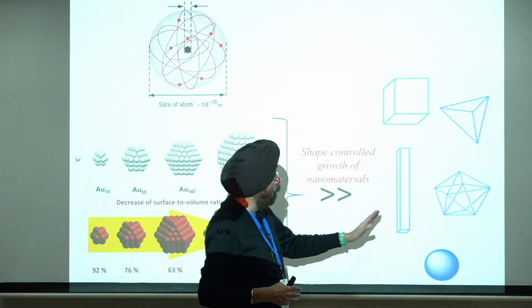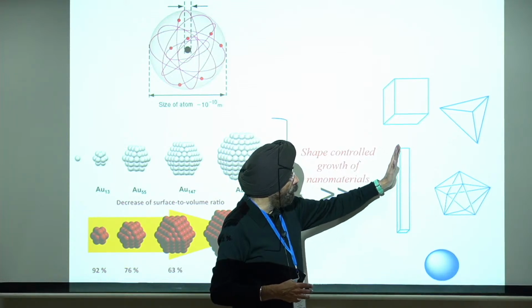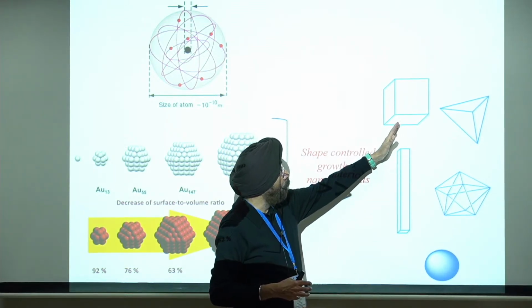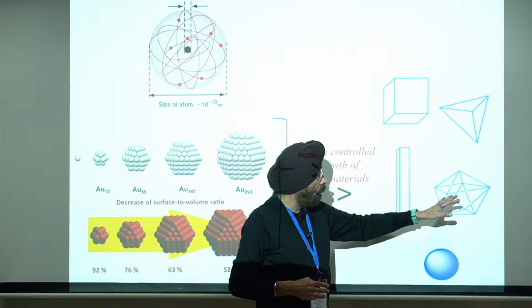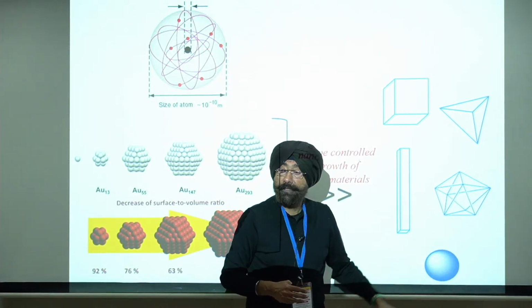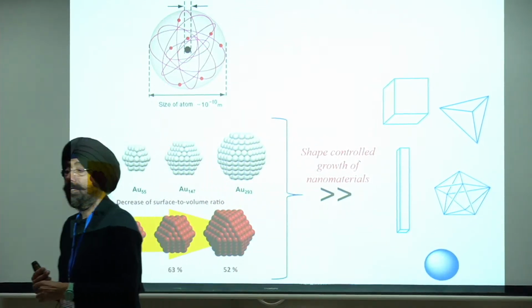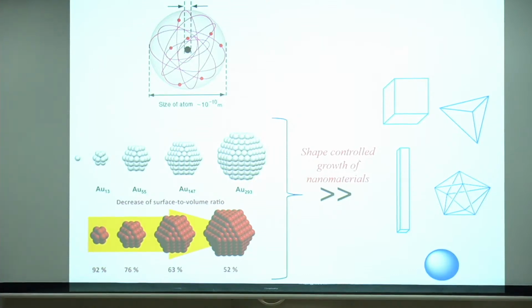That shape could be a rod, bar, or a wire. It could be a cube. It could be a prism, icosahedral, or a sphere. This all depends on the application that requires that particular shape. So you cannot simply pick any shape and use it for any kind of application. The shape is always specific to a particular kind of application. So I'll explain how that is.